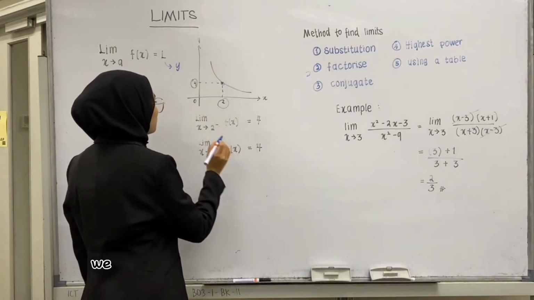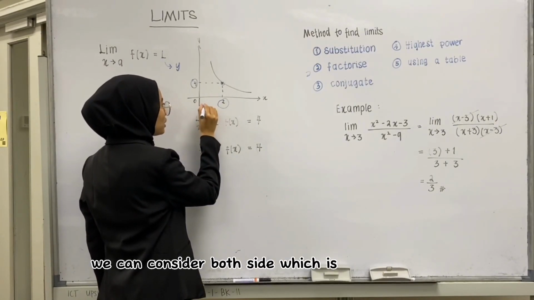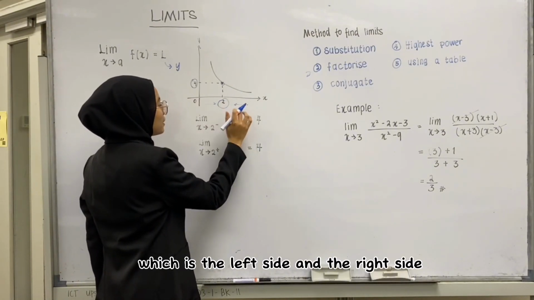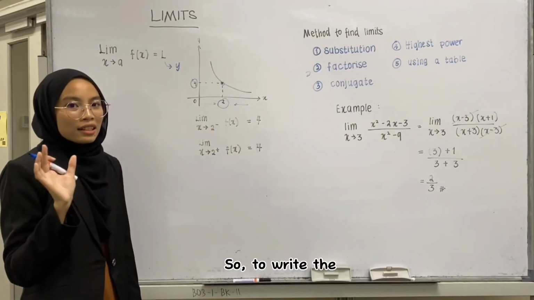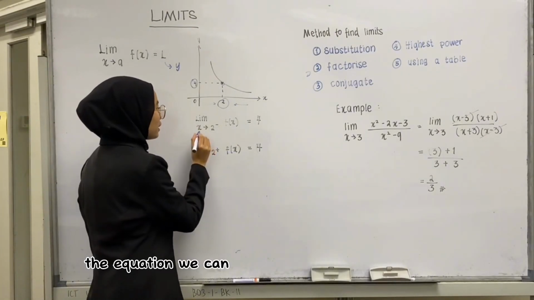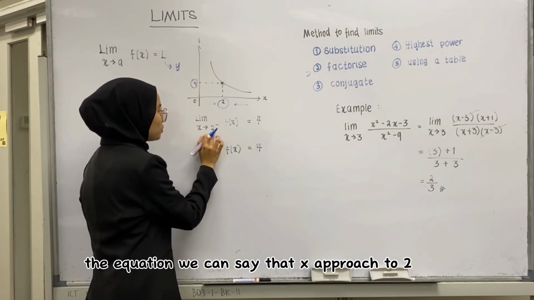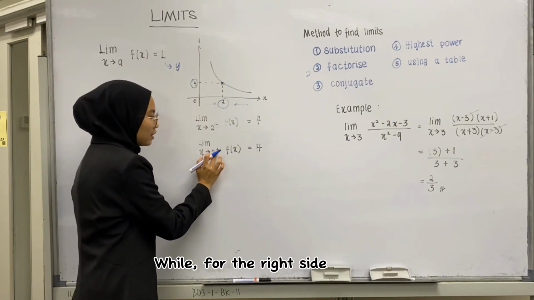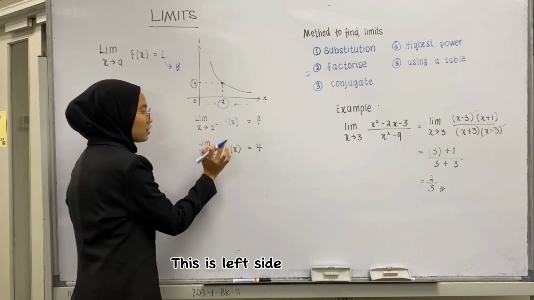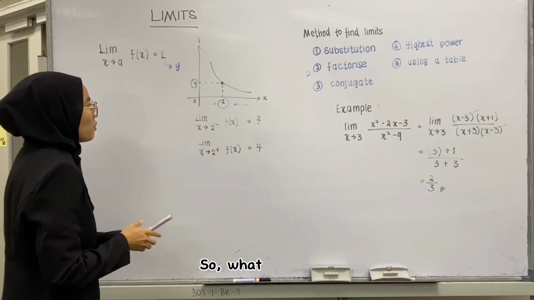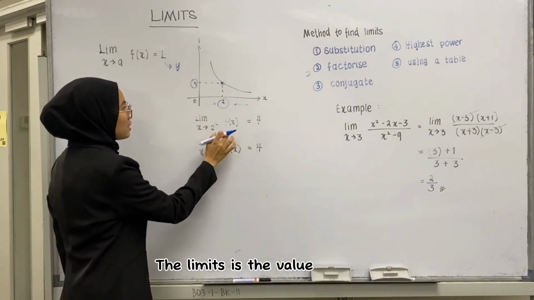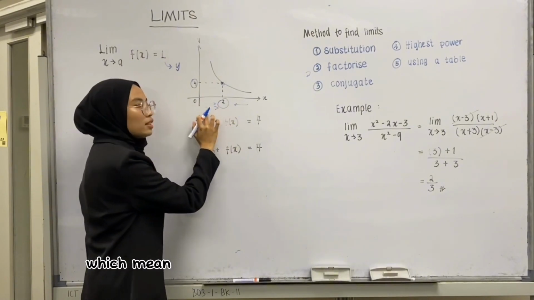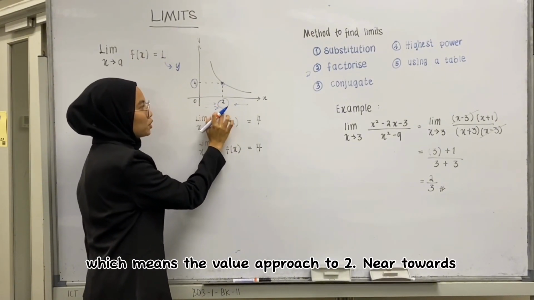To find that, we can consider both sides, the left side and the right side. So to write the equation, x approaches 2 from the negative side means the left side, while the positive side is the right side. So what does the limit mean? Limit is the value near to 2, which means the value approaches 2, near towards 2.